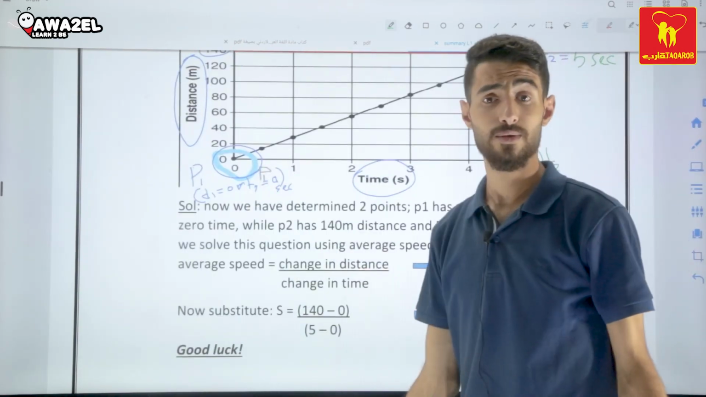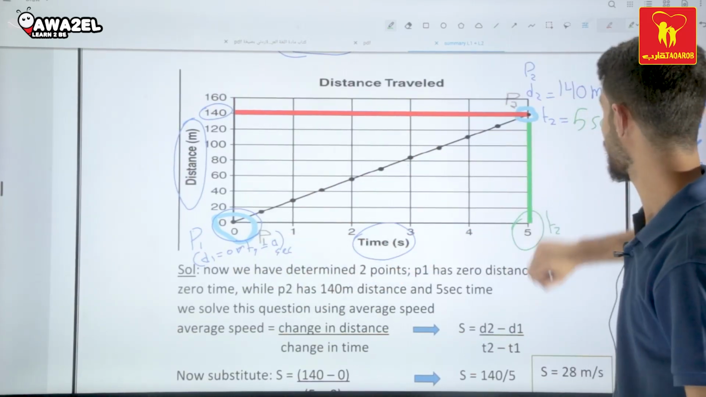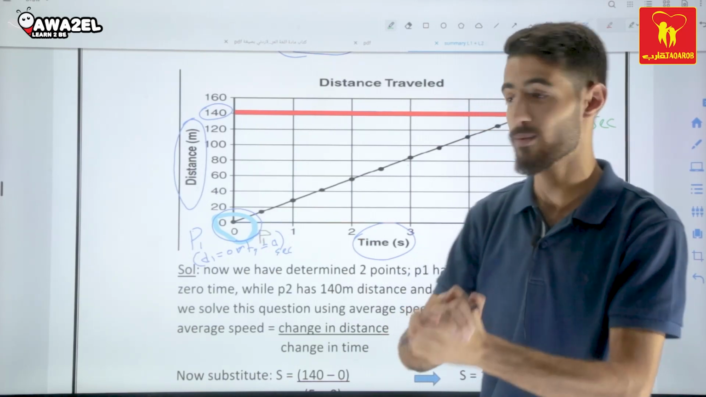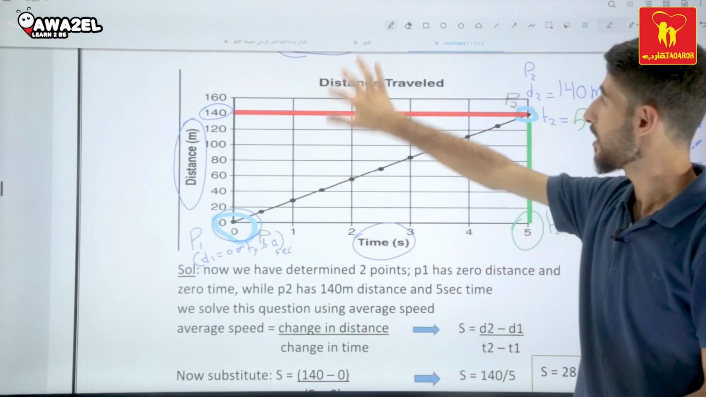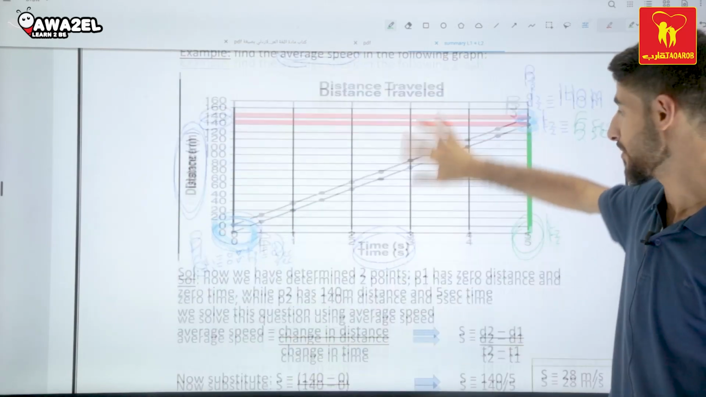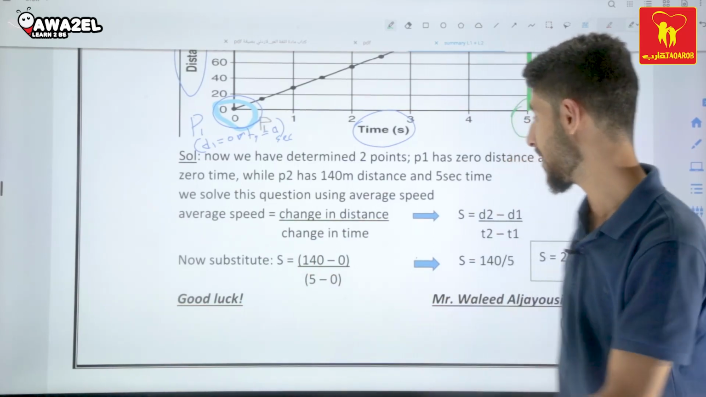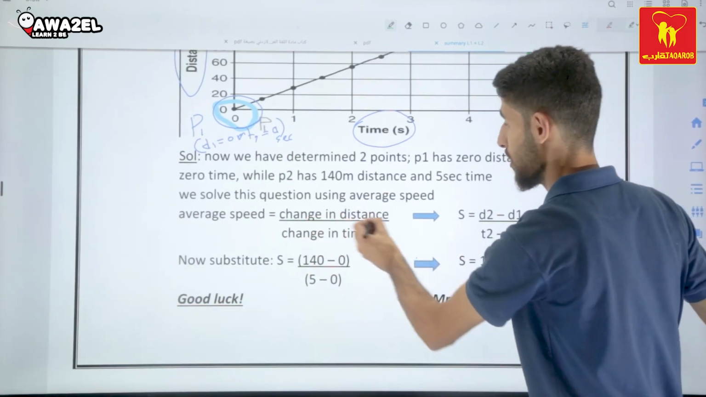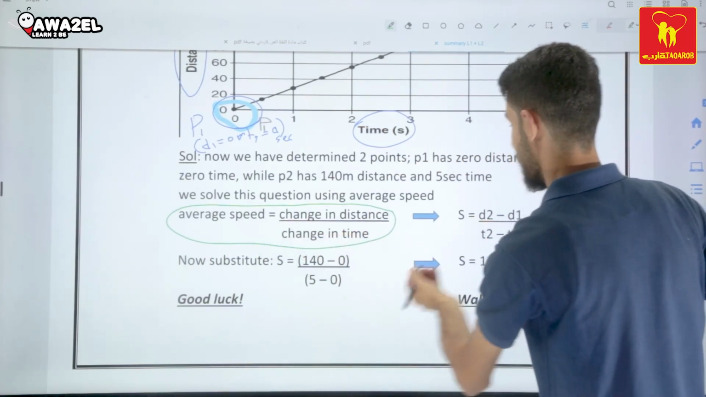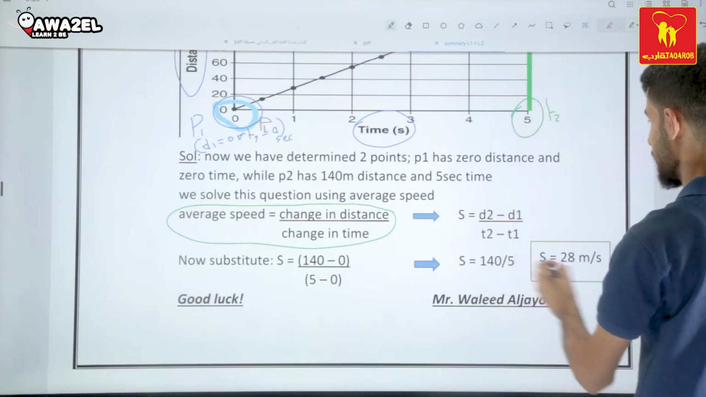What do I need to do now? I have my information here, and I need my formula. What is the formula I use here? I'm required to find the average speed, which means I need the formula of average speed. Average speed can be given as change in distance over change in time: S equals D2 minus D1 over T2 minus T1.